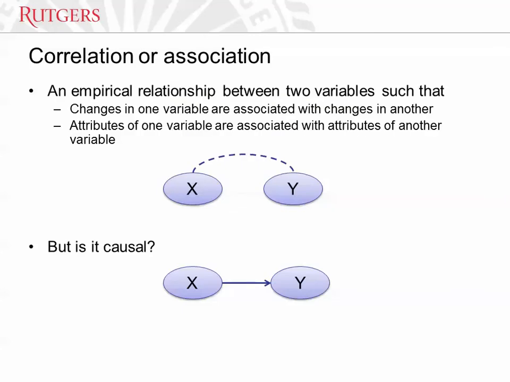Okay, so here's what we're going to do. What that study talks about is essentially a correlation, or also known as association, between two variables. A correlation is any kind of empirical relationship between two variables, such that change in one variable is associated with change in another variable, or the attributes of one variable are associated with attributes of another variable.